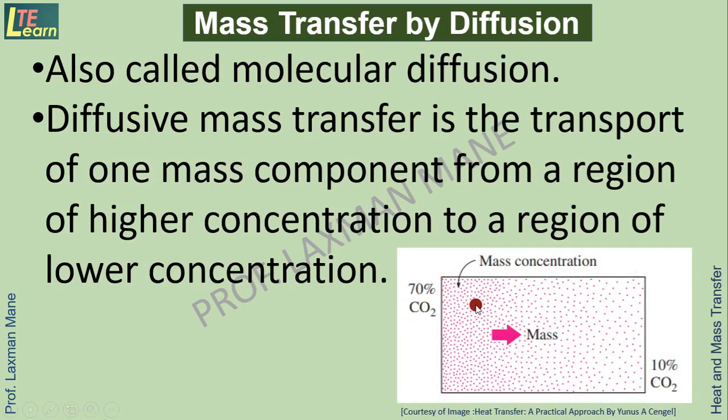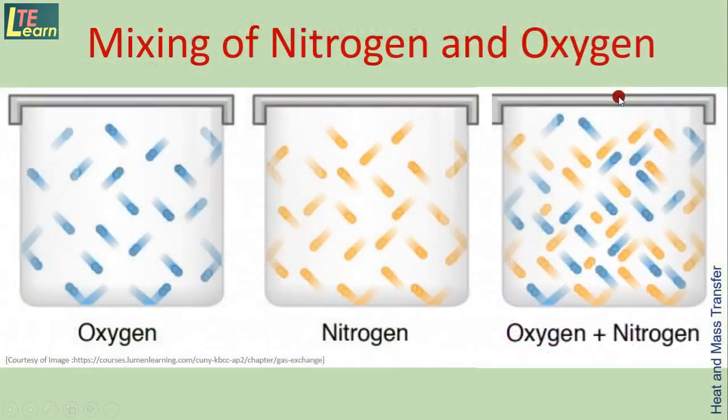In this image we see the left side region where carbon dioxide is present with 70% concentration. On the right side portion of the tank, carbon dioxide is present with 10% concentration. Because of the concentration difference, mass transfer takes place from the higher concentration region to the lower concentration region, means left to right. Some examples of mass transfer by diffusion are mixing of nitrogen and oxygen.